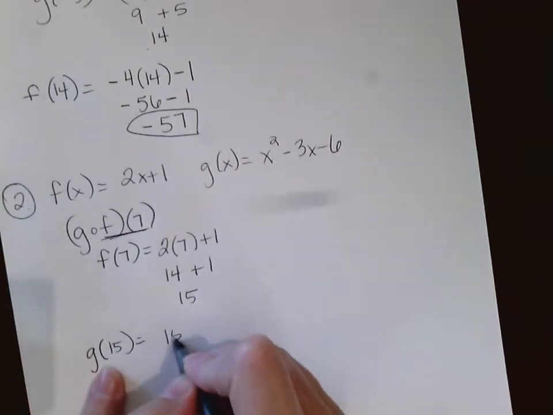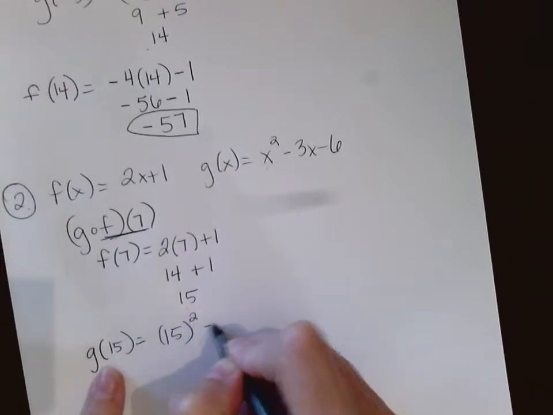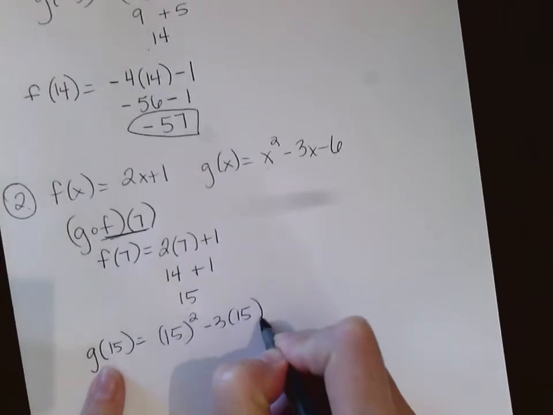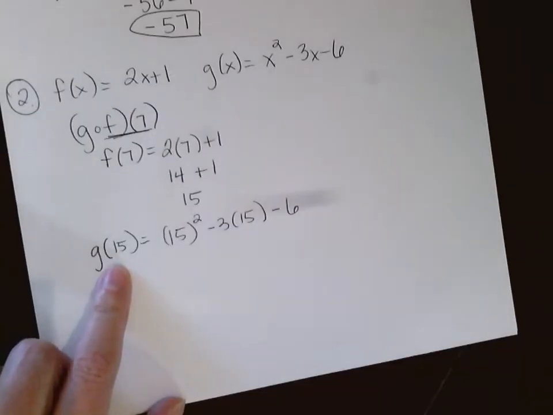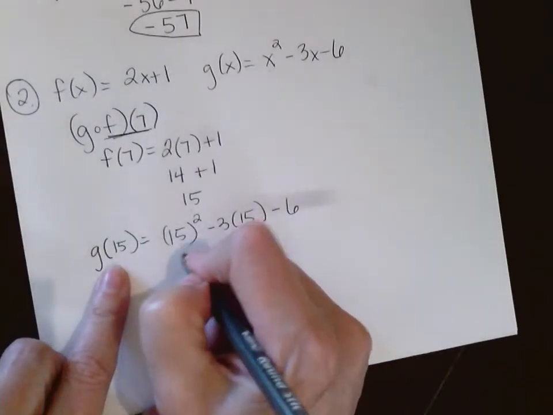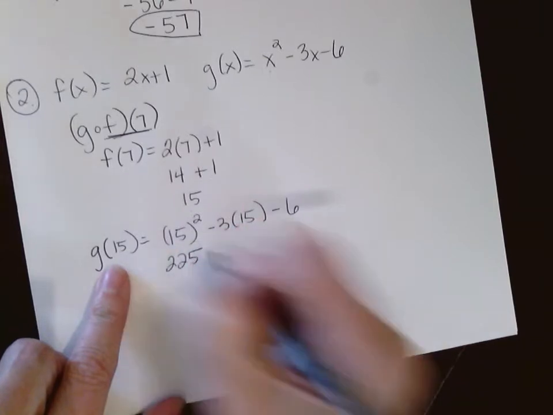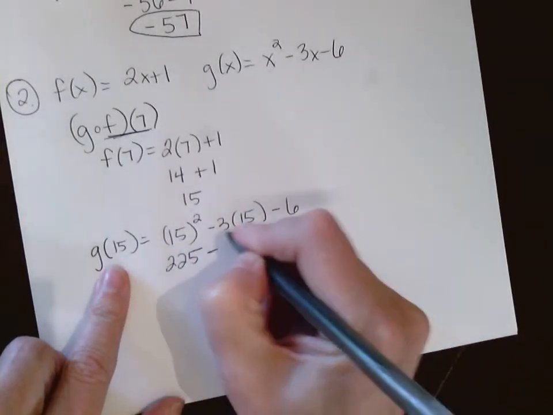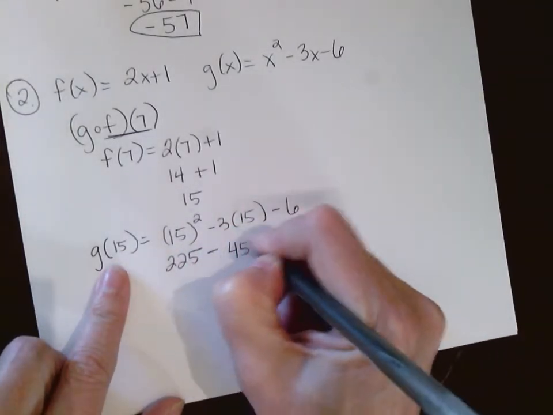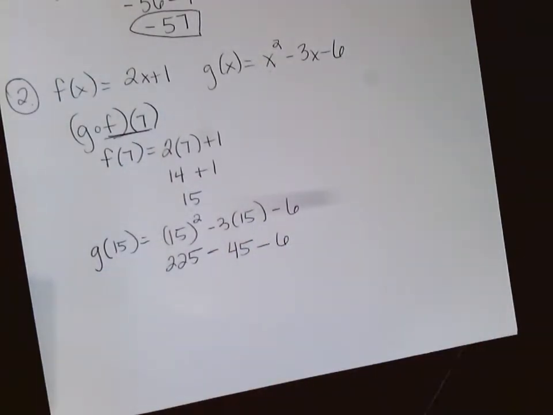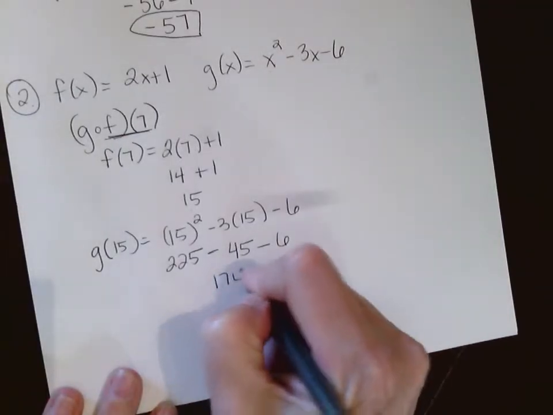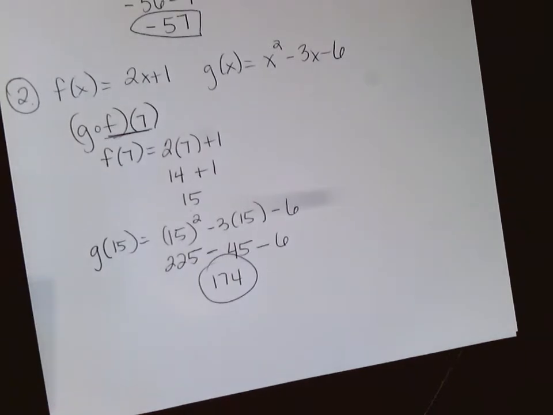So I'll have 15 squared minus 3 times 15 minus 6. So 15 squared gives me 225, minus 3 times 15, which is 45, minus 6. So I have 225 minus 45 minus 6, which gives me 174.